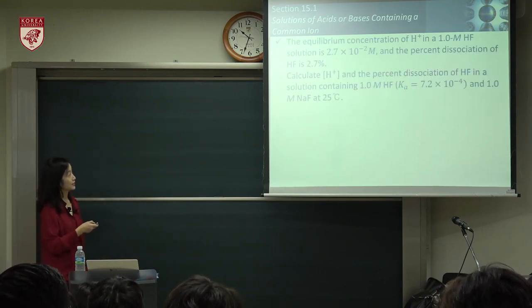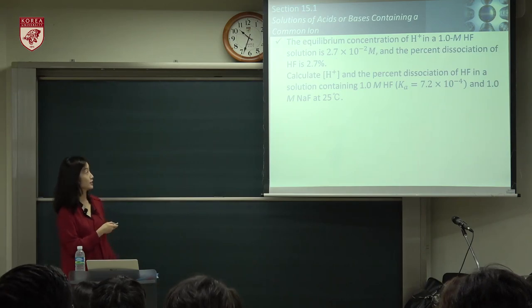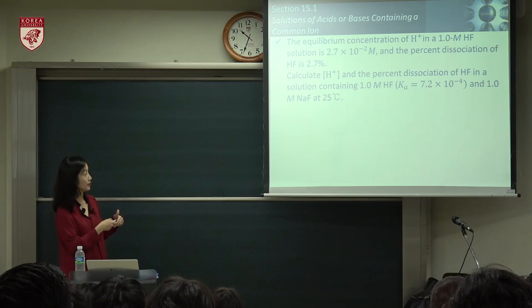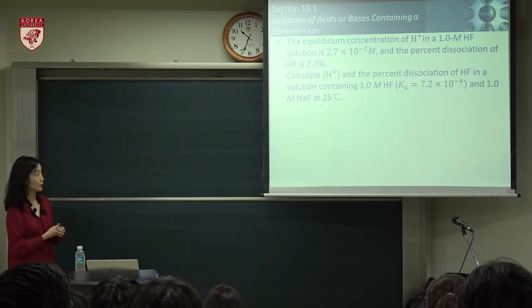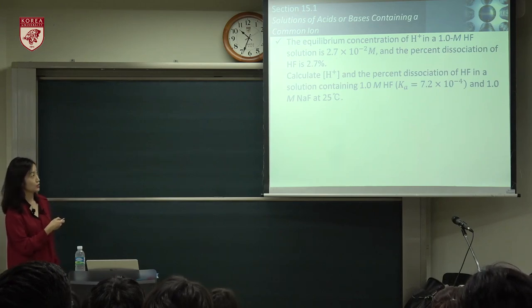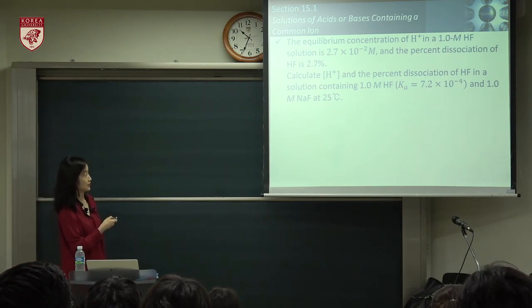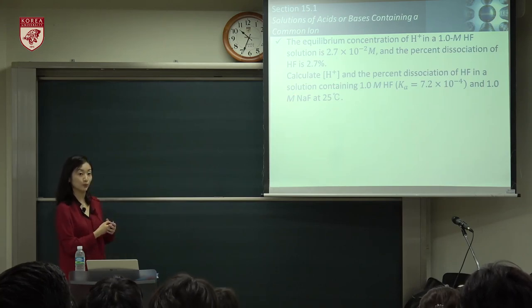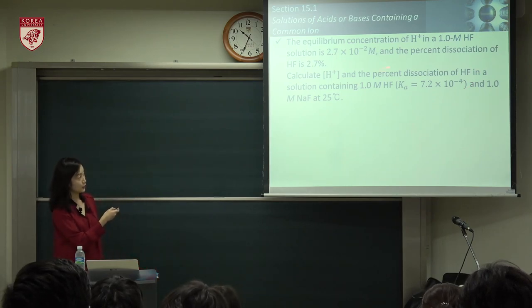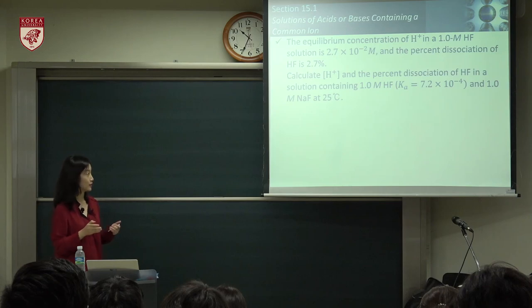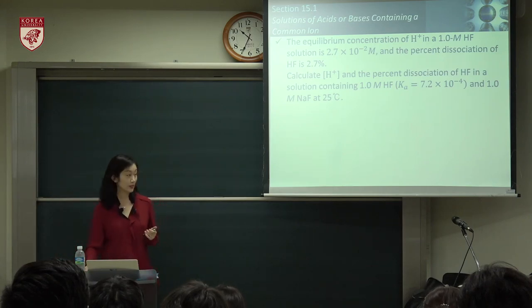So let's solve a problem related to the common ion effect. Take some time to think about this problem, and then let's solve it together. So the question says, the equilibrium concentration of H+ in a 1.0 molar HF solution is 2.7 times 10 to the negative 2 molar, and the percent dissociation of HF is 2.7%. Calculate the concentration of H+ and the percent dissociation of HF in a solution that contains 1.0 molar HF and 1.0 molar NaF at 25 degrees Celsius. So think about this question for a moment, and then let's solve it together, okay?